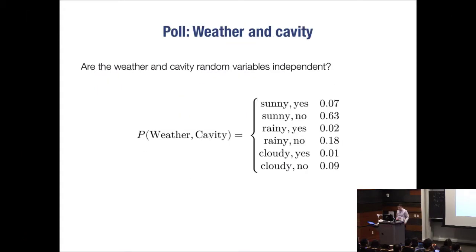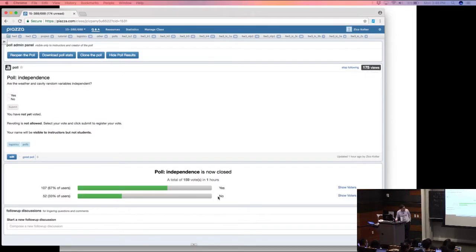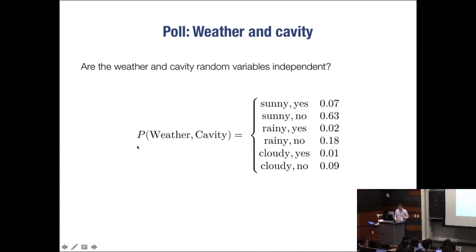So let's look at this. Let's do one more quick poll. This is actually an easy one. With this setting of variables, are the weather and cavity variables independent? About 2/3 and 1/3: 2/3 say they're independent, 1/3 say they're not. Does anyone want to give a quick explanation, not describing the math of this equation term by term, but a quick reason why they say they're independent or not?